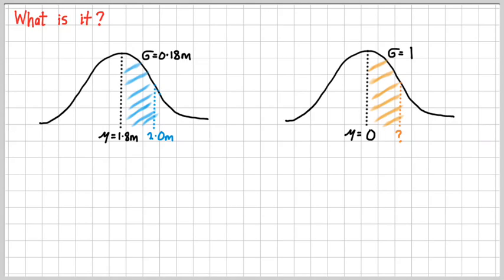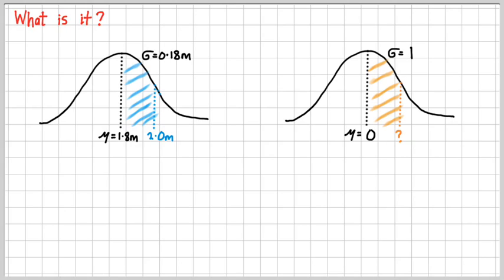So what are we dealing with here? What we are used to dealing with in a straightforward normal distribution problem is you are given some information. If we look at the blue shaded area there, we might be asked to find that probability with those specific parameters: the mean of 1.8, standard deviation of 0.18, and our value of 2.0 meters. So as you can see, it's the probability between 1.8 meters and 2 meters.